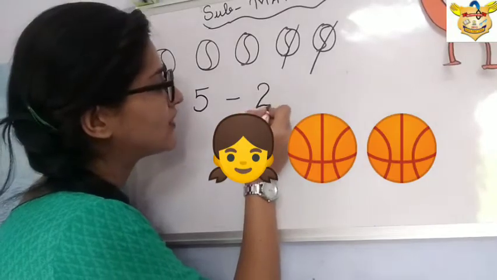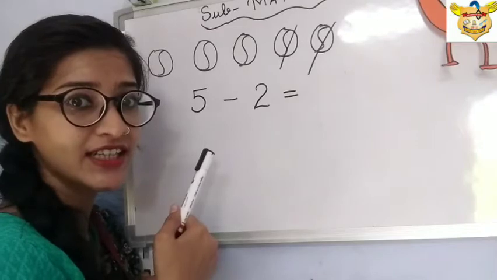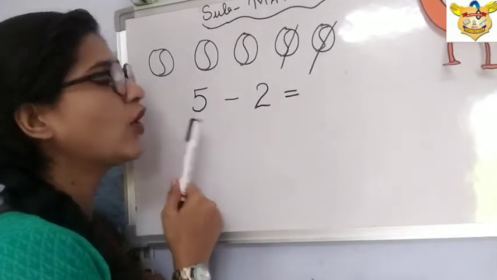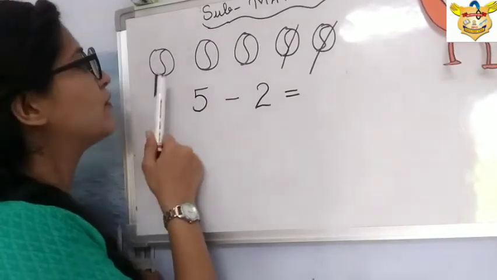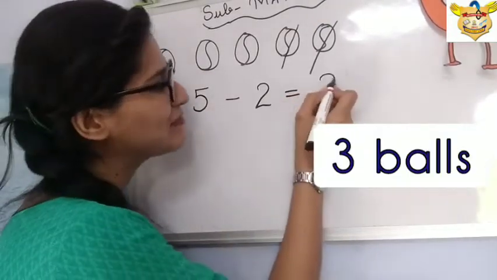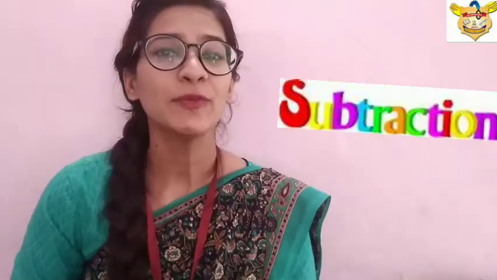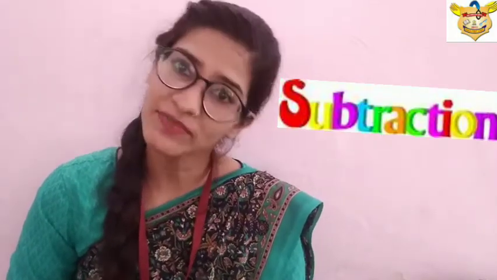2 balls. Now tell me kids, how many balls are left here? अब यहाँ कितनी balls रह गई और मेरे पास कितनी balls बची? 1, 2, 3. Yes kids, 3 balls. Well done kids. I hope kids you understand concept of subtraction.